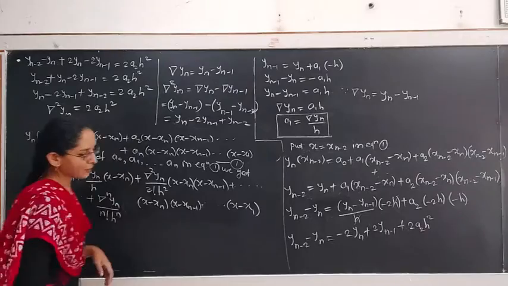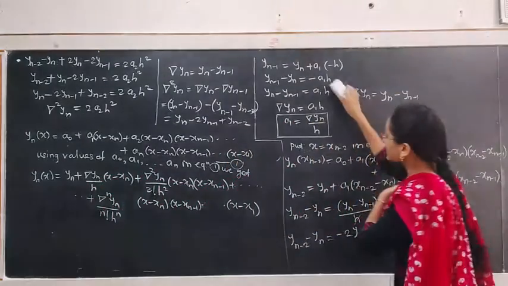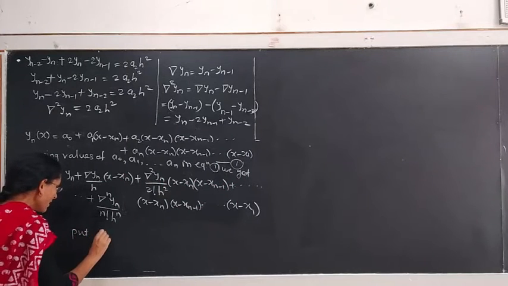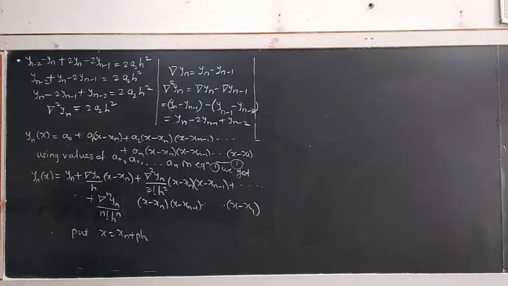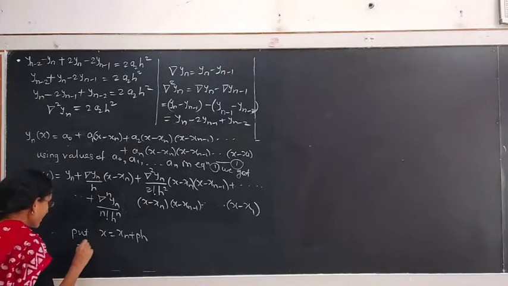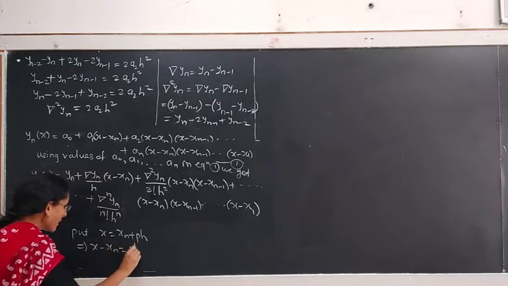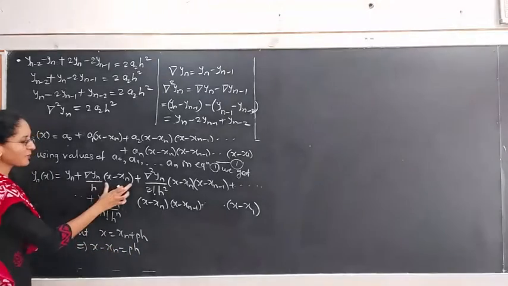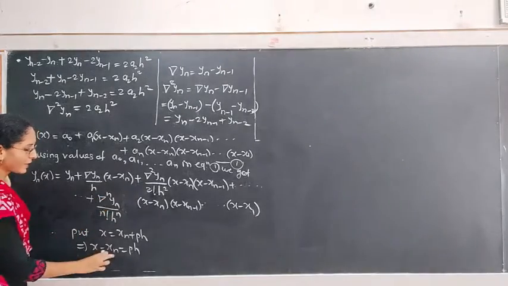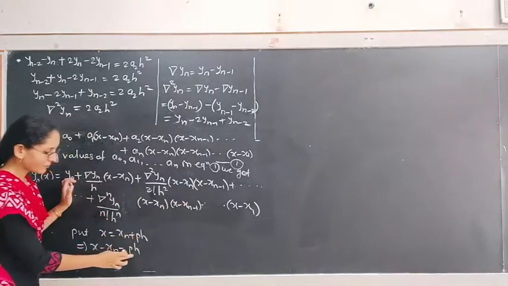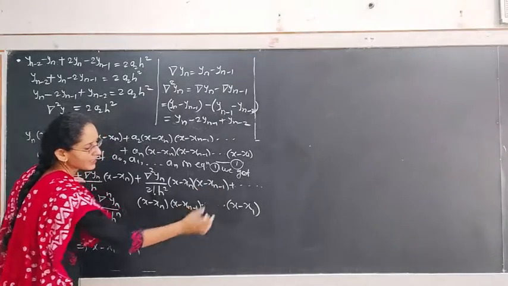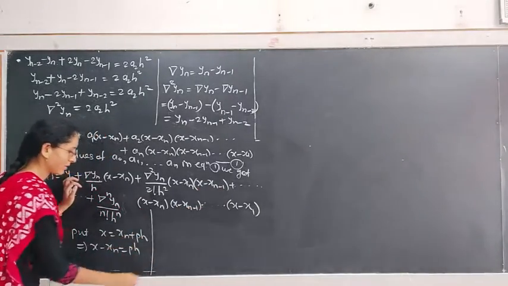Again, if we have a substitution, put x is equal to x_n plus ph. In this expression, if we use the value of x is equal to x_n plus ph, then this gives x minus x_n is equal to ph. In second term of this polynomial, x minus x_n is there, its value is ph. In the next term, we require two values, x minus x_n, which is value ph, and also we require x minus x_{n-1}.